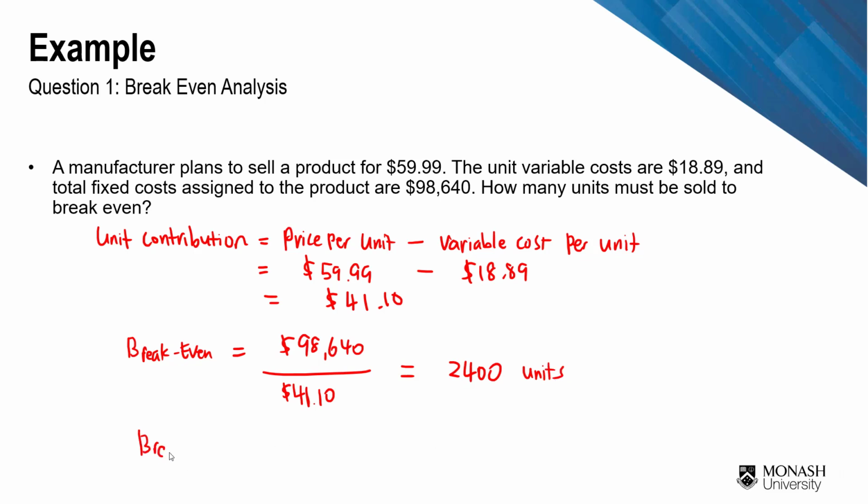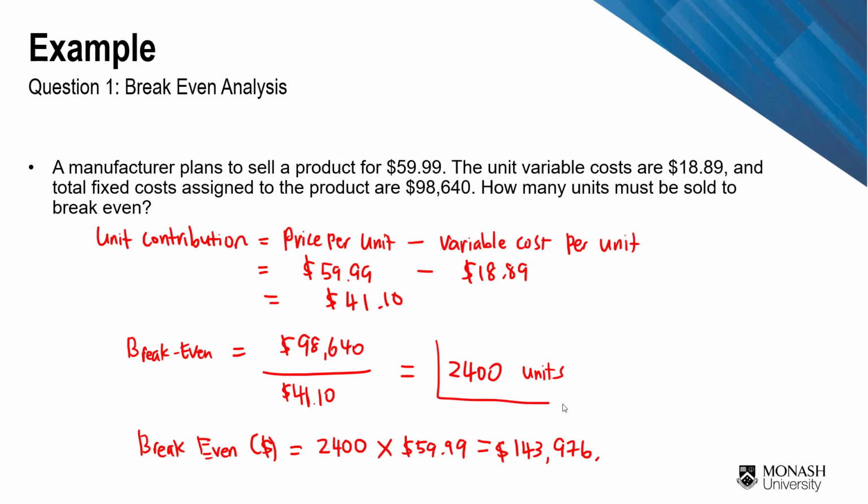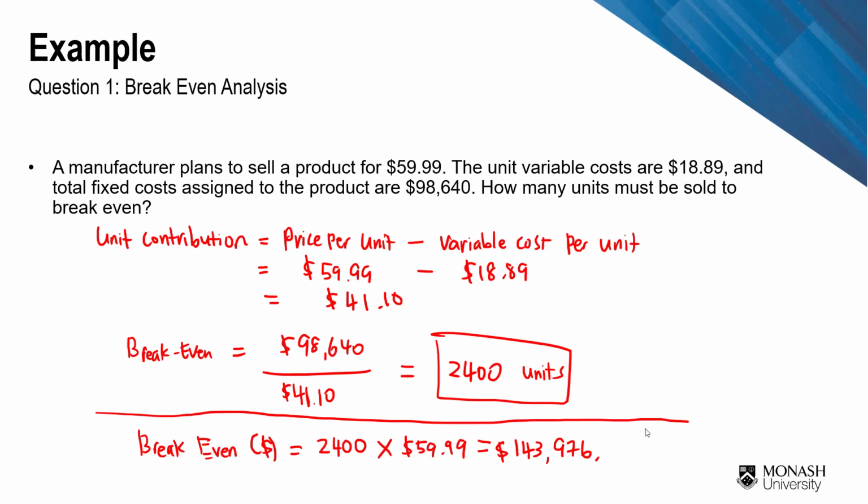And our break-even dollars, if you want to calculate that, will be 2,400 times $59.99. So that's going to be approximately 143,976. Now the question just asks you about the units, but I'm just doing this as an extra. So I'm just going to write that extra. Okay, so that's the first one on break-even.